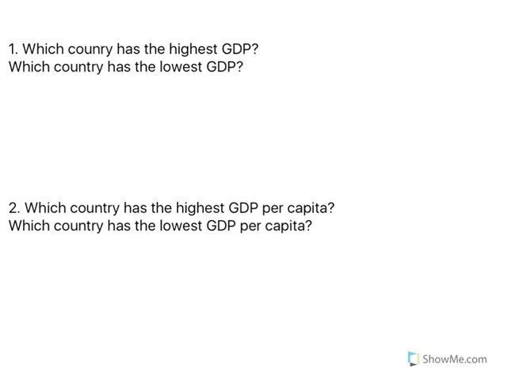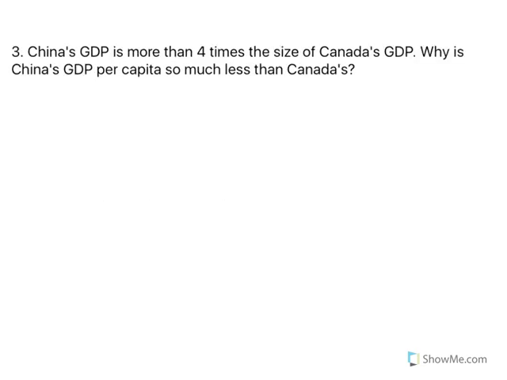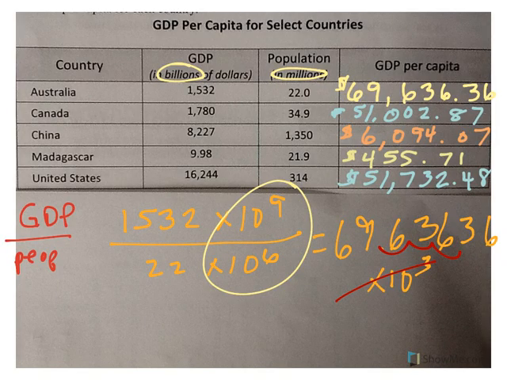So number 1, which country has the highest GDP, who has the lowest, and then who has the highest GDP per capita and who has the lowest GDP per capita? So when we're looking at the table, the first question is just GDP. So who has the highest? Well, that's the U.S. They have the highest GDP, and Madagascar has the lowest.